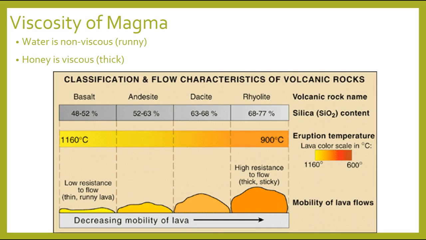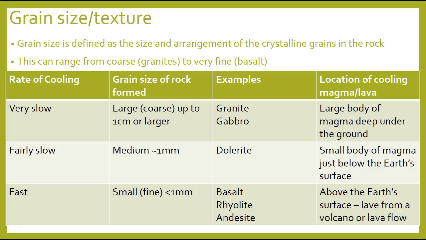Now, depending on how thick it is will determine whether it has a medium viscosity or a high viscosity. And this does actually, as we get an increase in viscosity of magma, we get a decrease in mobility of the lava on the surface of the Earth, and we'll talk about that later in this PowerPoint.